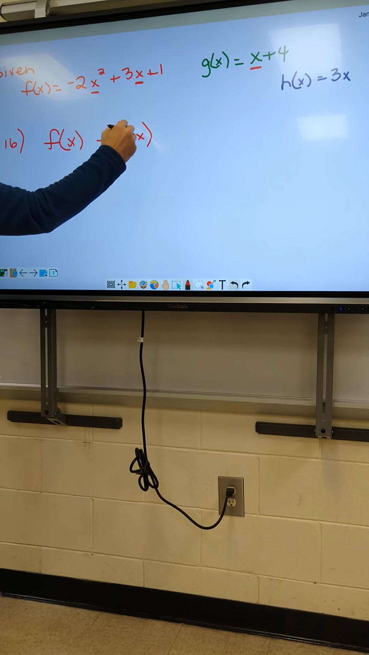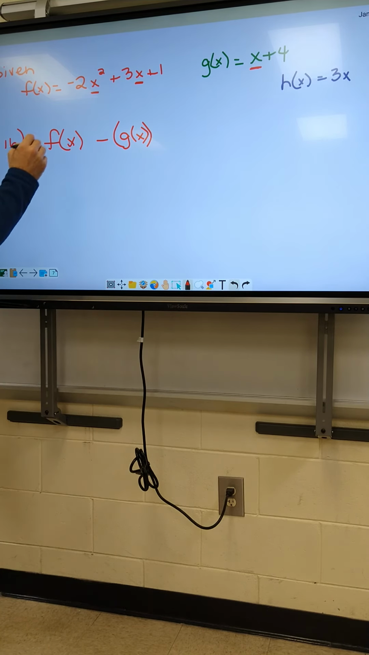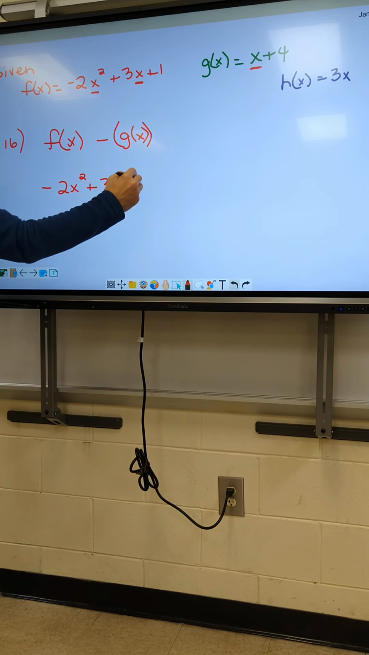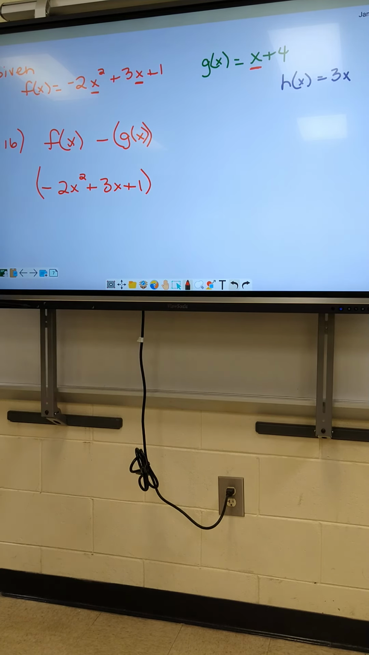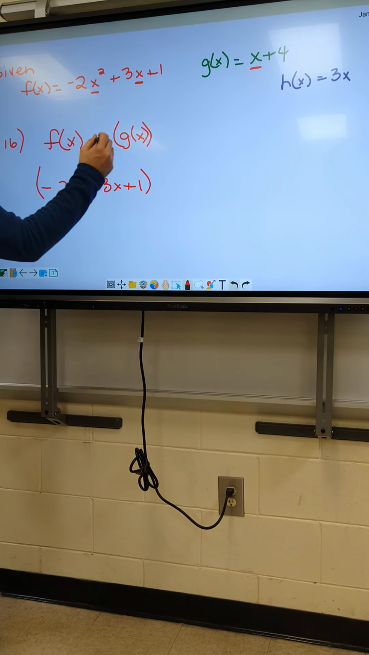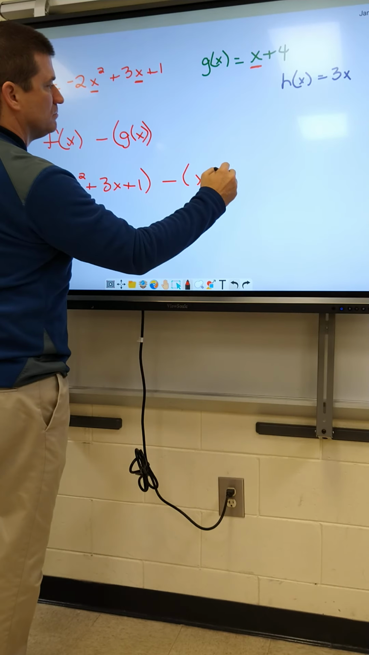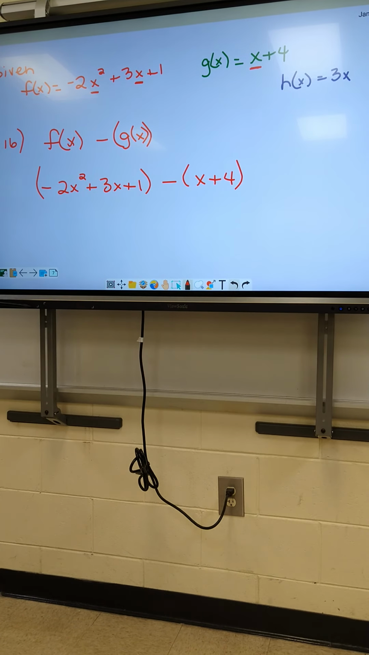16 says f of x first minus g of x. So you got to go in this order. So you got to write the f of x down in the front. Let's do that. Keep it in parentheses. All right, then you got to write your minus sign. Then you got to write the g of x down. So that's how it should look when you start it, when you write it down on the first step.